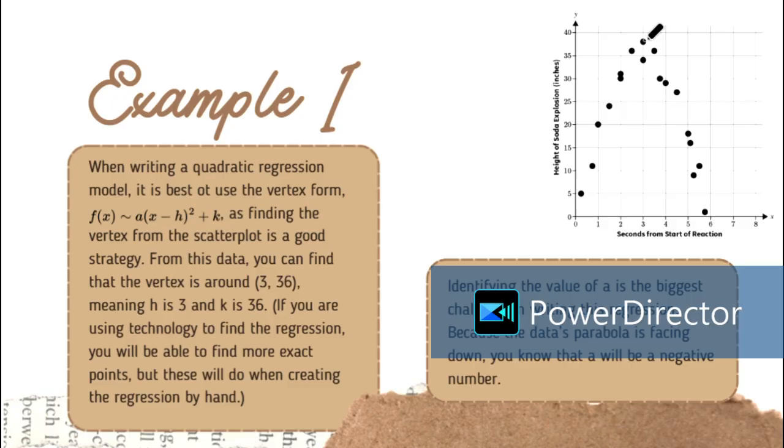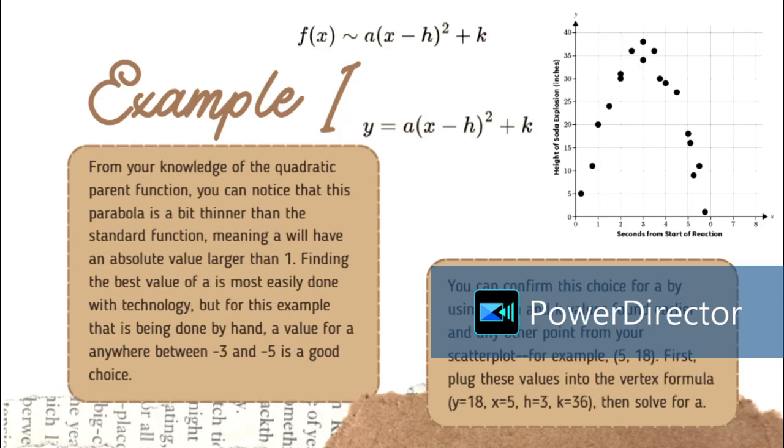Identifying the value of a is the biggest challenge in writing this regression. Because the data's parabola is facing down, we know that a is going to be negative. We know that much just to start with. From your knowledge of the quadratic parent function, which is right here, you can notice that this parabola is a bit thinner than the standard function. Normally they're a little more wide. This looks skinny, meaning a will have an absolute value larger than 1. They expect you to just magically know that. I would not magically know that.